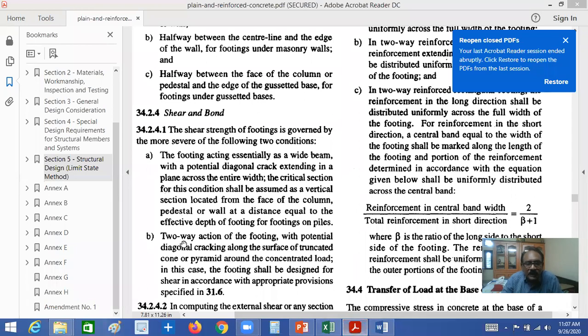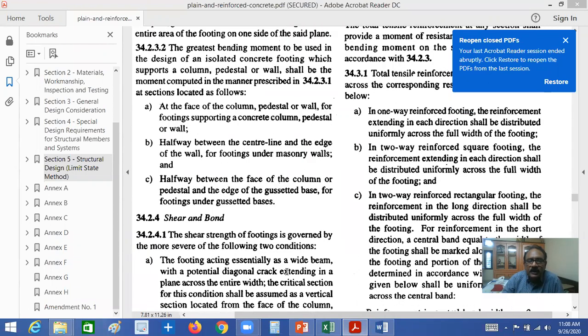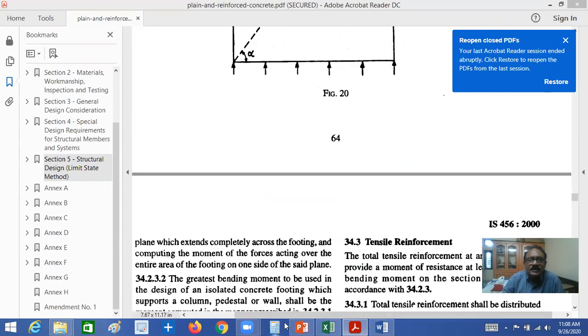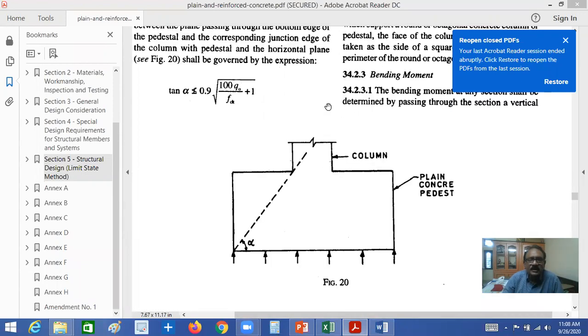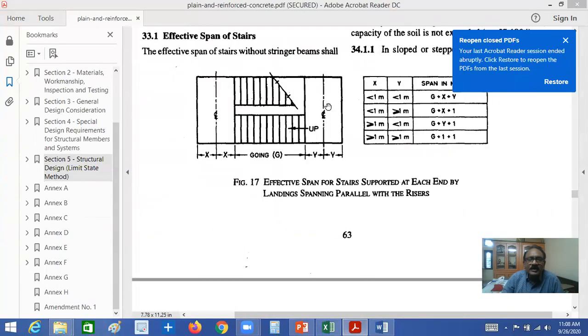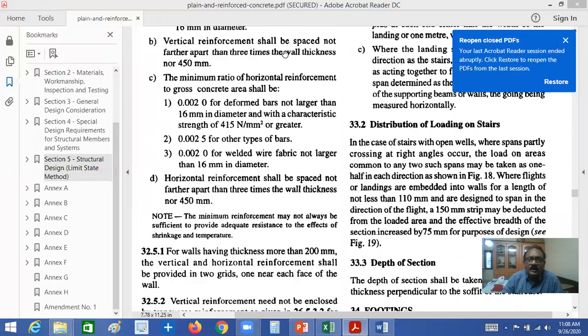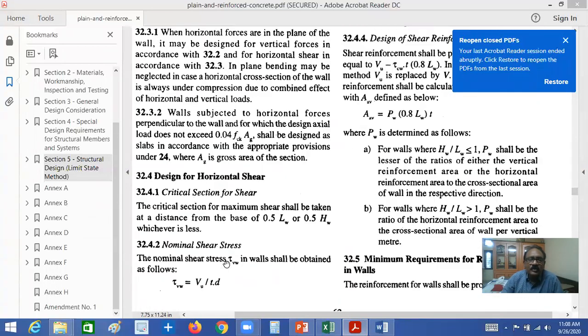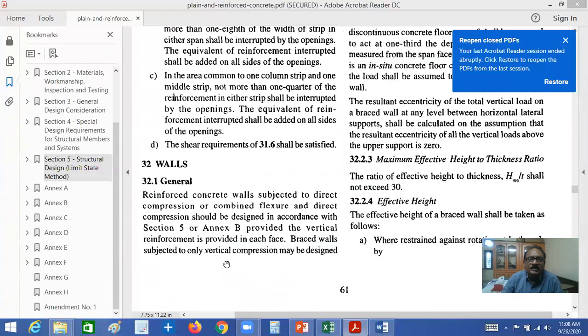You can also see this explanation here. This is a two-way footing with potential cracking along the surface of a truncated cone or pyramid around the concentrated load. In this case, the footing shall be designed for shear in accordance with the appropriate provisions specified in 31.6. See, what is 31.6? You can check 31.6 here. It is very important to check the practice of IS 456, 31.6.